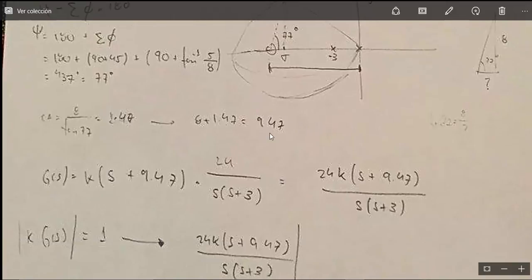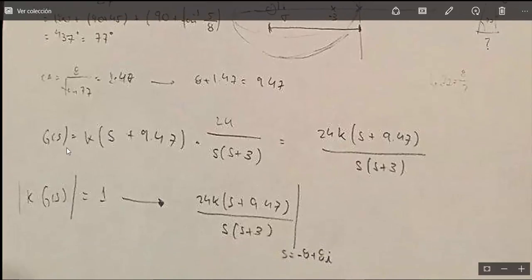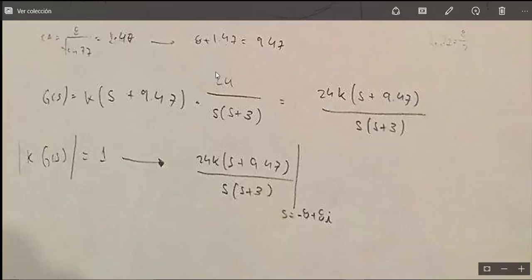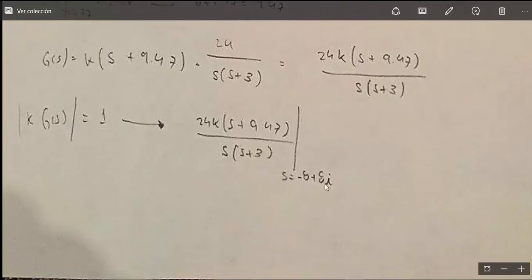Now that we have this value, we can multiply the compensator by the system, the plant of our system, with this condition that we always have to do for the compensator. The result of the multiplication of these two, we are going to evaluate at the point that we already know, just to calculate the constants of our compensator.